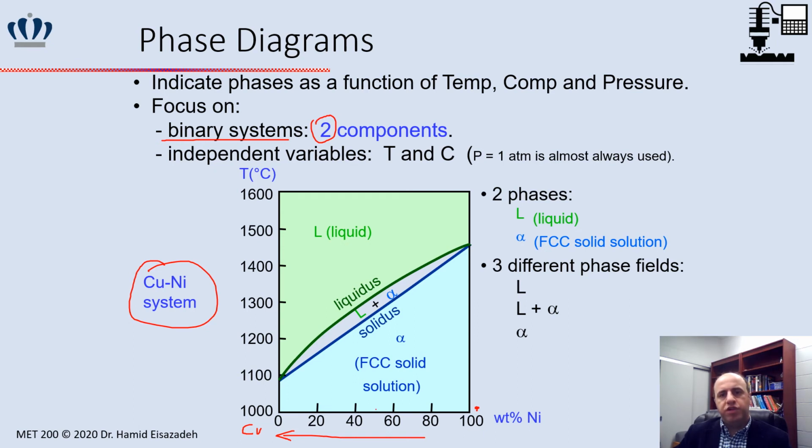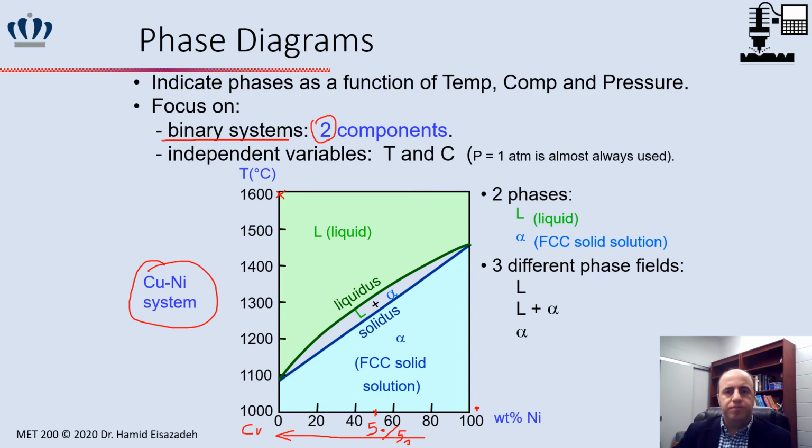But what about this point? At this point, you have 50% copper and 50% nickel. So the composition of both changes depending on where you are. And this is the temperature. The temperature was assumed from 1000 degrees Celsius up to 1600. So below this temperature, it was not an area of interest.